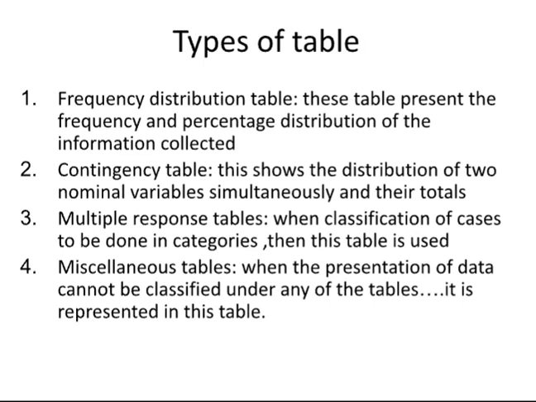Here, these tables represent the frequency, percentage and distribution of information collected. So how frequently it is happening and its percentage. In a contingency table, this shows the distribution of two nominal variables simultaneously and their totals. Multiple response table: when classification of cases is to be done in categories, then this table is used. So if you want to put them under different categories, like male, female, rural, urban, when such multiple responses happen, we say it is a multiple response table.